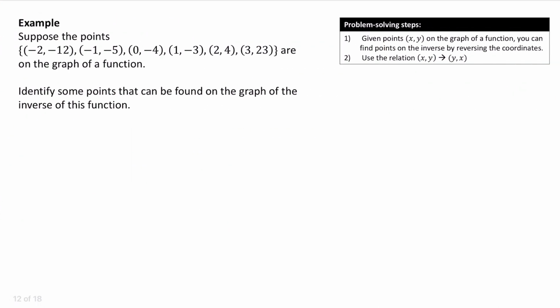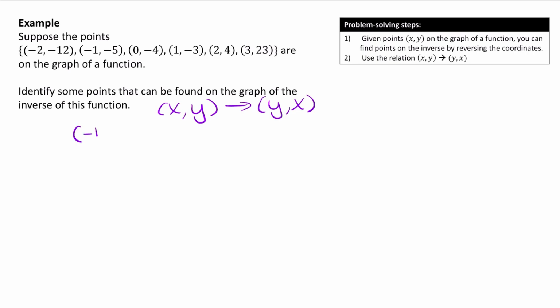So let's try this example. Suppose the points (-2, -12), (-1, -5), (0, -4), (1, -3), (2, 4), and (3, 23) are on the graph of a function. Identify some points that can be found on the graph of the inverse. So we're going to use that same relationship, right? That xy becomes yx. And we're going to use that to figure out points on the graph of the inverse.